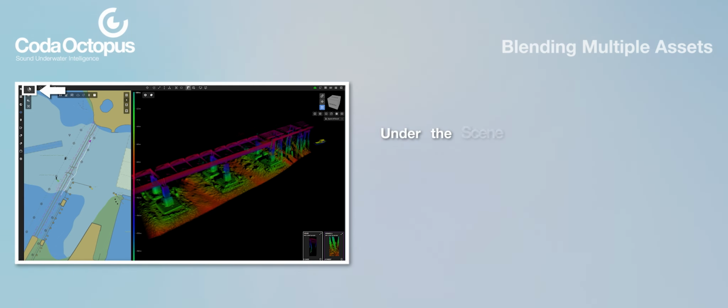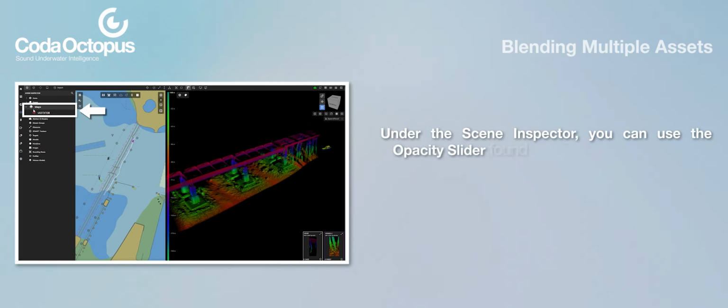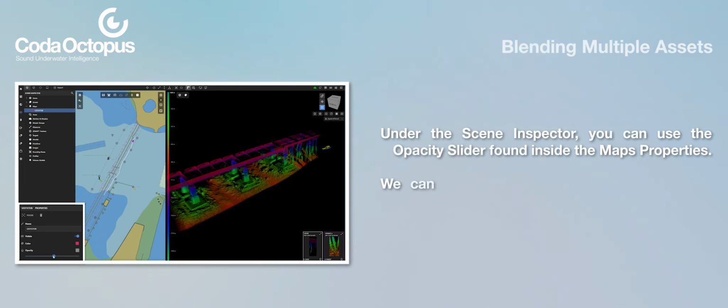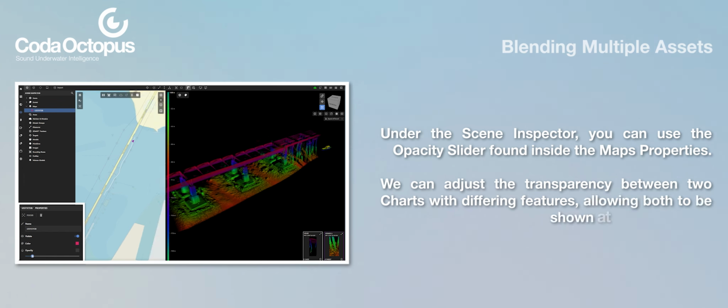Under the Scene Inspector, you can use the opacity slider found inside the Maps properties. We can adjust the transparency between two charts with differing features, allowing both to be shown at the same time.